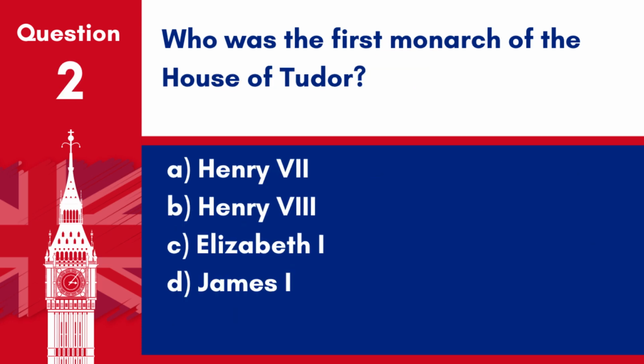Question 2. Who was the first monarch of the House of Tudor? A. Henry VII. B. Henry VIII. C. Elizabeth I. D. James I.